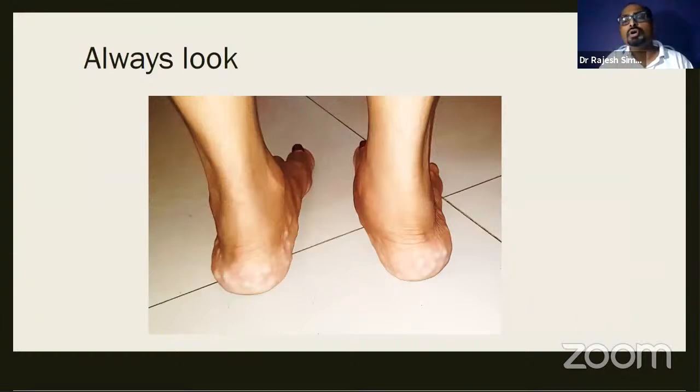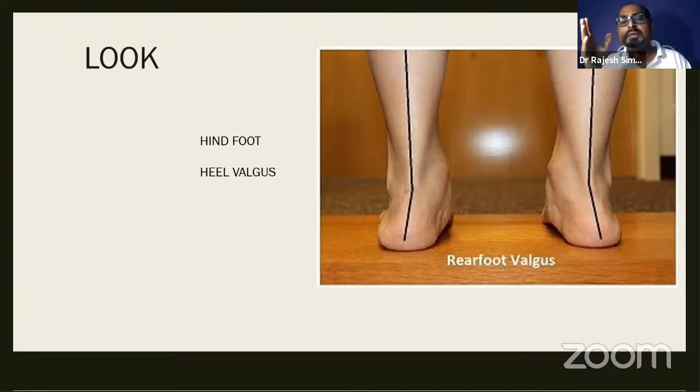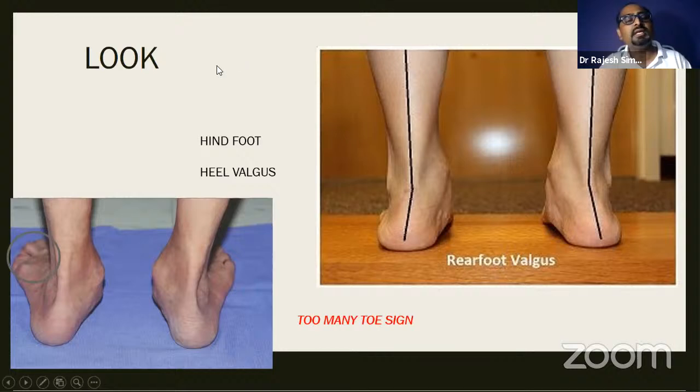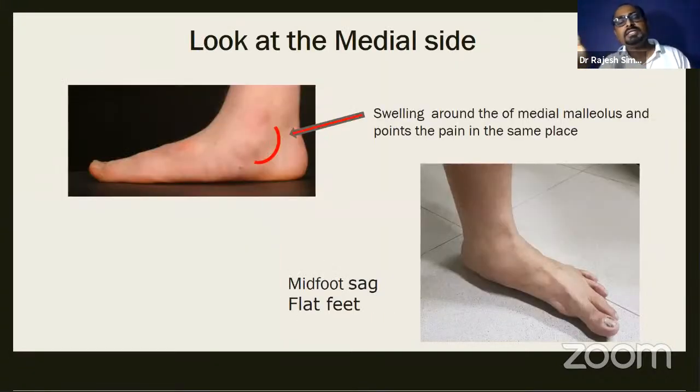Then the most important part, look from behind. In an adult flatfoot, or in a patient complaining of pain in the ankle area, always, always make it a dictum to look at the patient from behind. Ask them to stand there and then you will realize the amount of hindfoot valgus. It can be mild to severe. Normally you see only the little toe or a maximum of 1.5 toes lateral to the heel. But more than that is the too-many-toes sign, and that is what we see here. The more the planovalgus deformity, the more the dysfunction of the posterior tibial tendon, the medial structures failing, and the valgus increasing. That is what is called the too-many-toes sign. So that is what you see from behind.